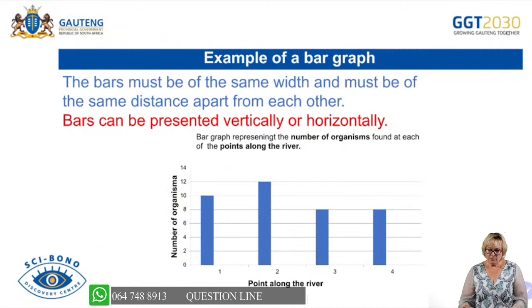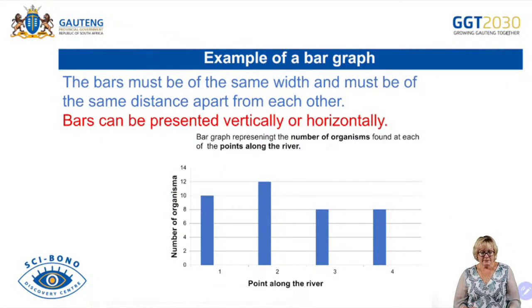There's an example of a bar graph. The bars must be of the same width and must be of the same distance apart from each other. Bars can be presented vertically or horizontally. My advice is draw them vertically, straight up. Don't draw them like this. Draw them vertically.